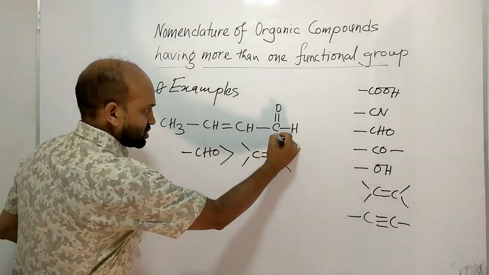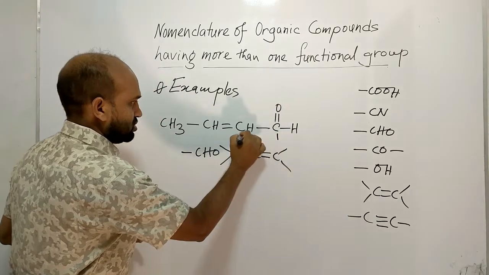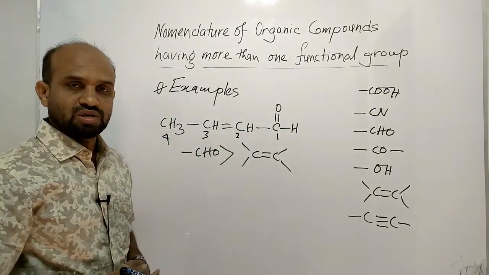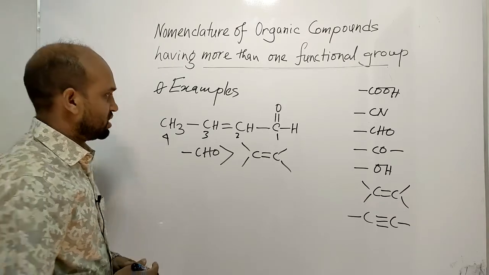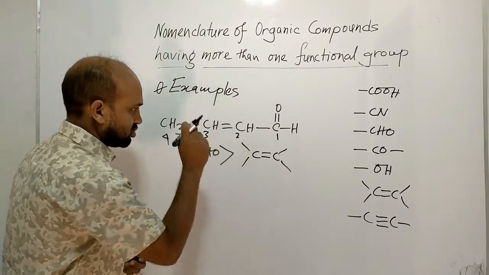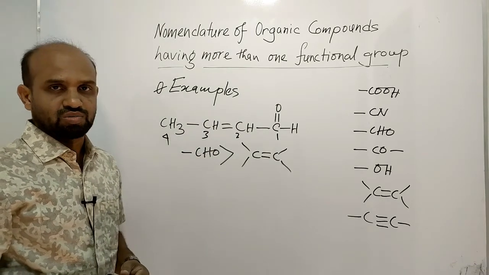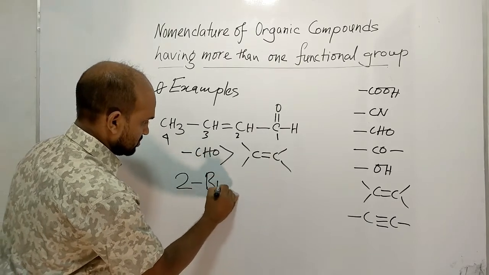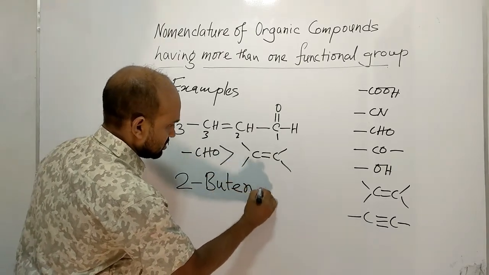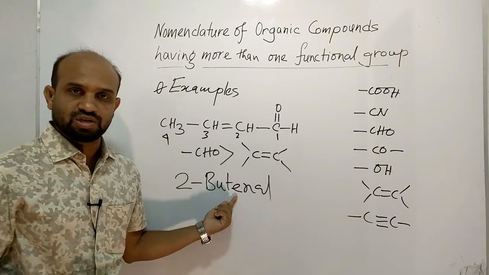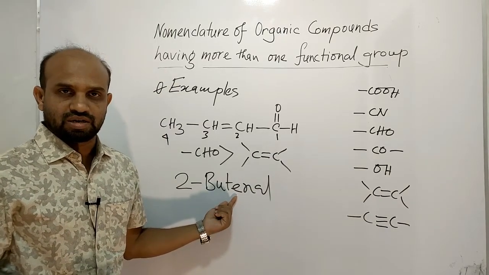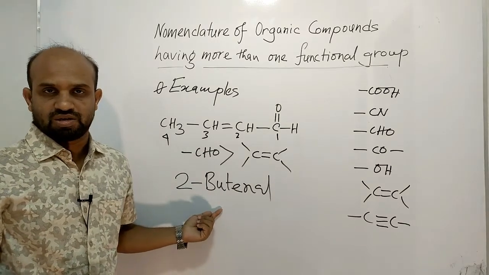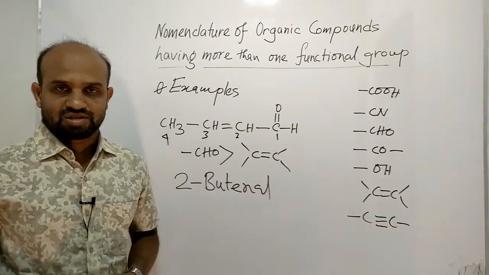Now carbon atoms are numbered from the right 1, 2, 3, 4. So this is butanal, and carbon 2 with carbon-carbon double bond. So it is 2-butenal. Bute, that means alkene. So its name is 2-butenal. Let's see another example.